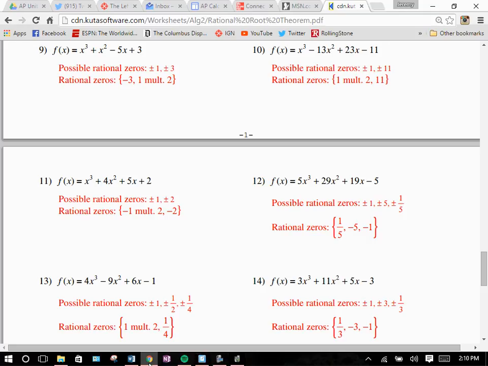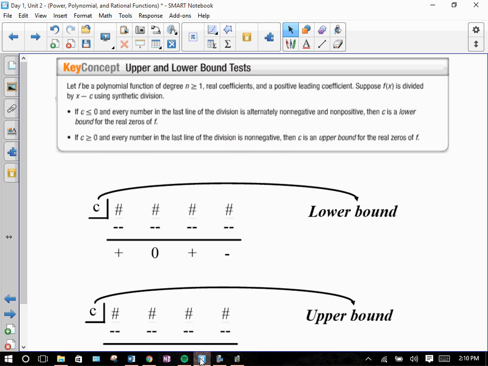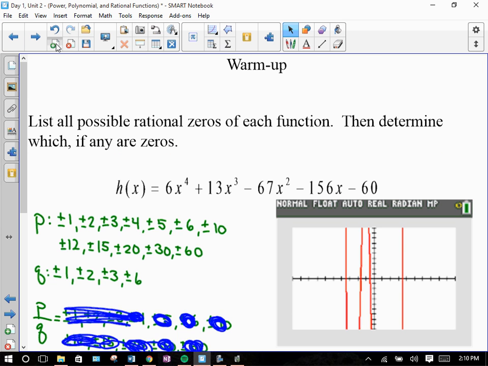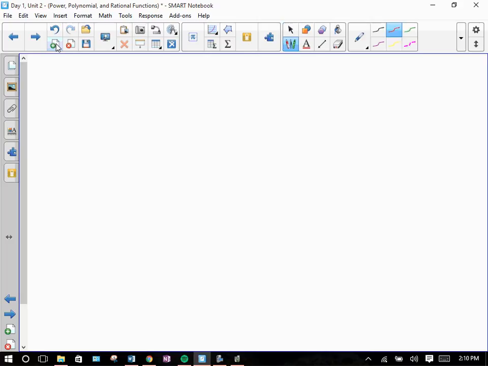Look at number 3, or number 13. Alright, so how about I want someone to read off to me what number 13 says. 4x cubed minus 9x squared plus 6x minus 1.